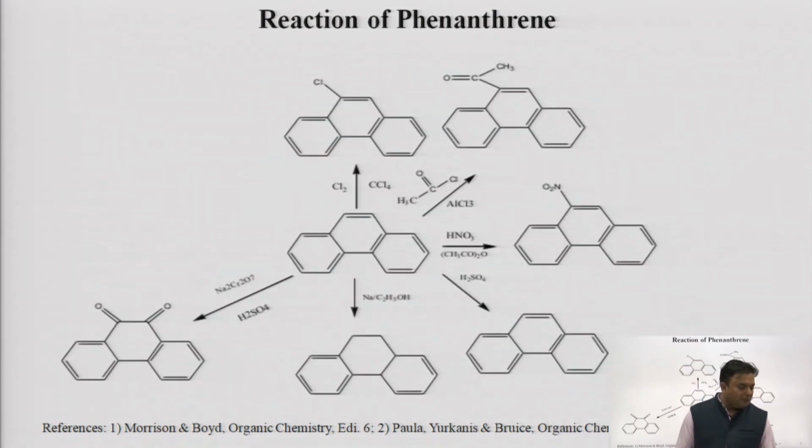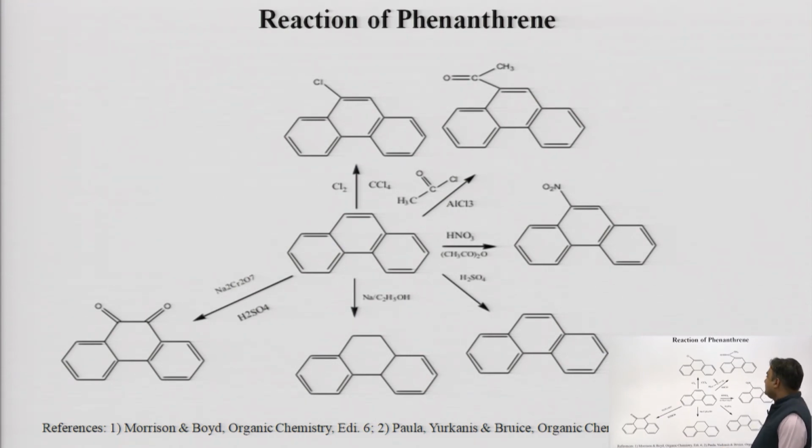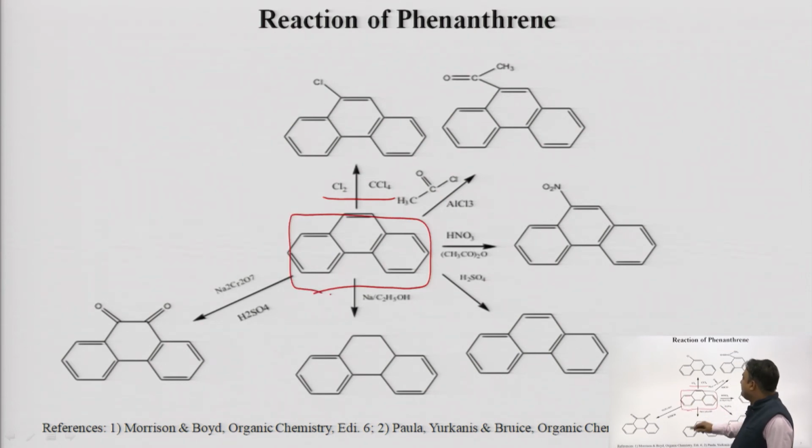Okay. Now there is a slide which has reactions of phenanthrene in short. As you can see, this phenanthrene molecule reacts with chlorine in the presence of carbon tetrachloride. If carbon tetrachloride is there, it means it is not following the electrophilic substitution reaction, it is following the addition mechanism. Okay. Now as a product we are getting monohalo substituted product, monochlorophenanthrene, or you can say 9-chlorophenanthrene.